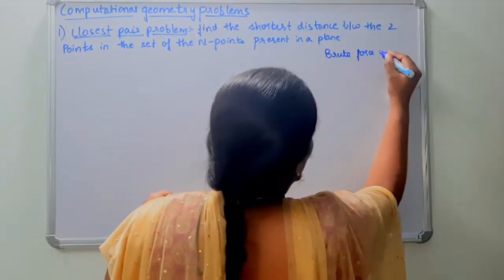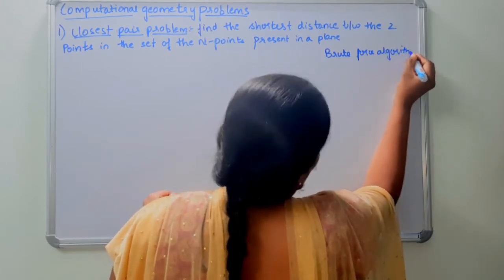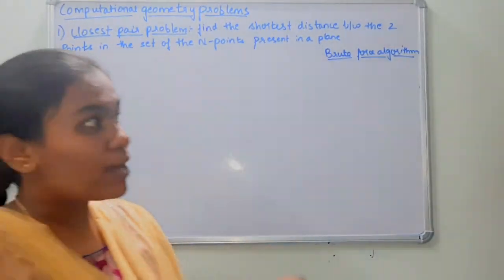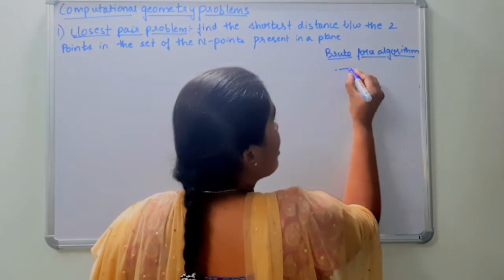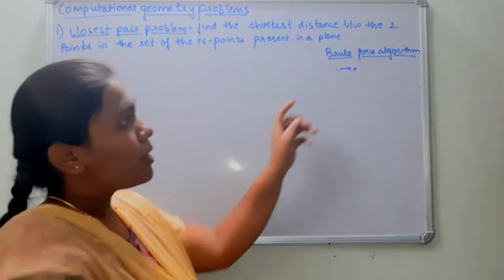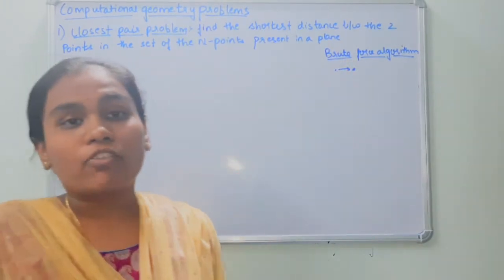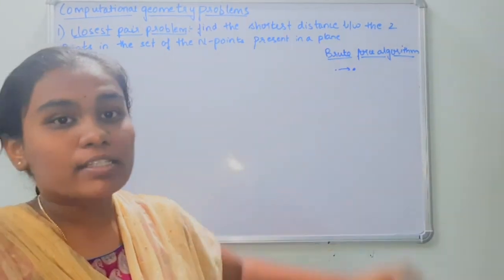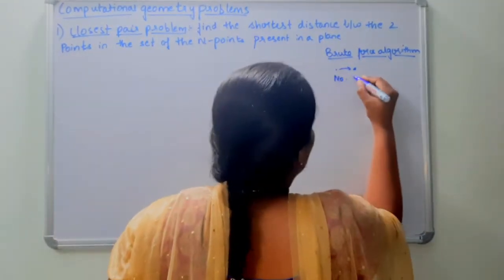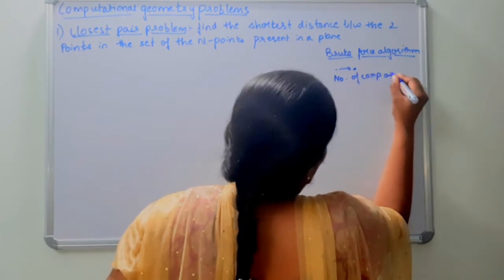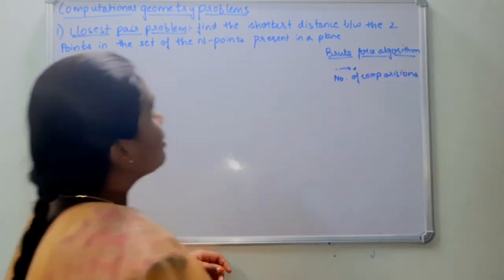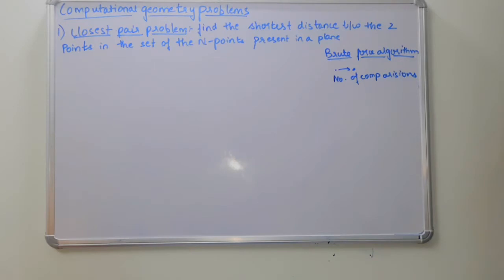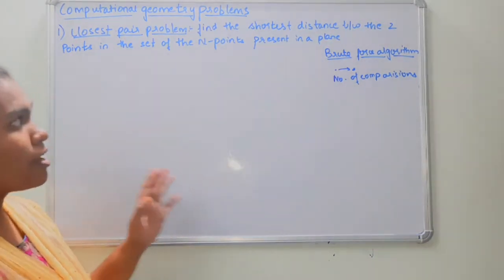More advantage than the brute force algorithm. Because what is meant by the brute force algorithm? Brute force algorithm compares each and every point with each and every other point in order to get the shortest distance. While comparing, what happens? The number of comparisons will be more. In this closest pair problem, it reduces the number of comparisons. It also finds the shortest distance between the 2 points present in a plane.